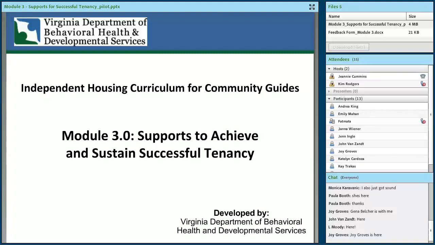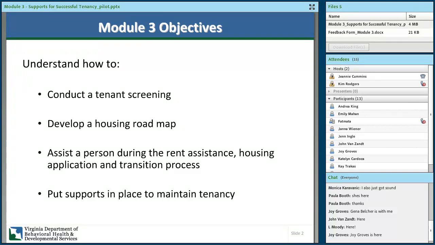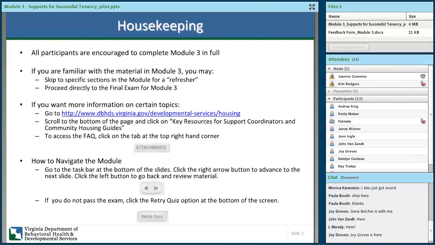This module provides information on how to support people through the process of obtaining housing and supporting them to maintain their tenancy. After completing Module 3, Community Housing Guides will understand how to conduct a tenant screening, develop a housing roadmap, assist a person during the rent assistance, housing application, and transition process, and put supports in place to maintain tenancy.